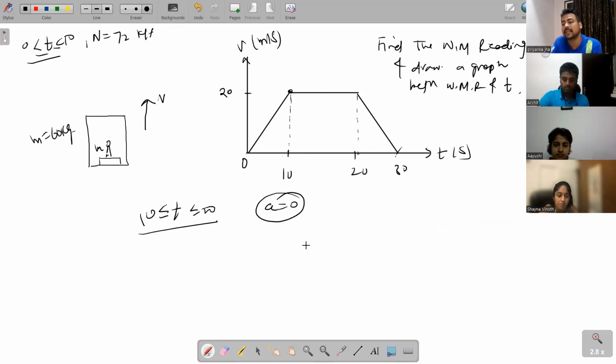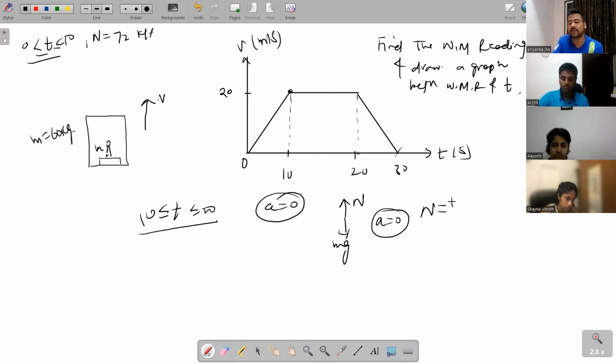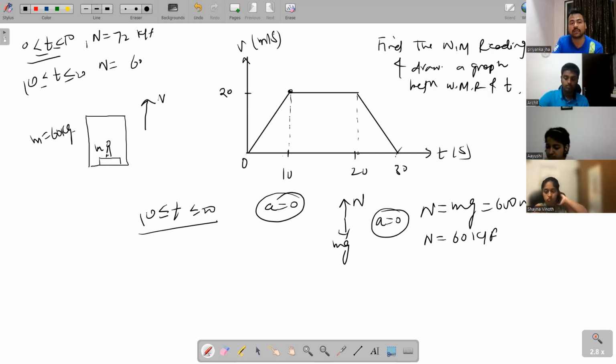Velocity is constant. It means that acceleration is zero. Now, if we draw the FBD, normal upward, mg downward, and there is no acceleration, it means that net force must be zero. So normal is mg. That is 600 Newton. So reading would be how much? 60 kgf. So if T is between 10 to 20, it will give you the actual weight.